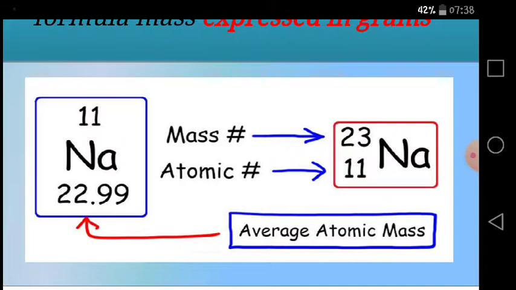and the average atomic mass is 22.99. If we take its relative atomic mass 23 as a standard and express it in grams, then this will be the molar mass of sodium. It means that if we take 23 grams of sodium, it is 1 mole of sodium.